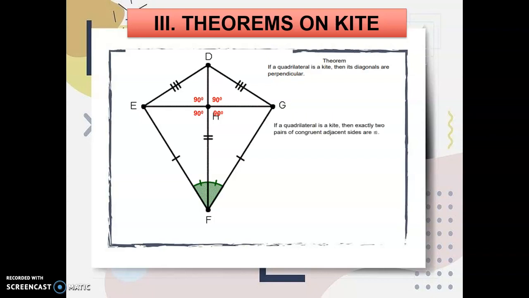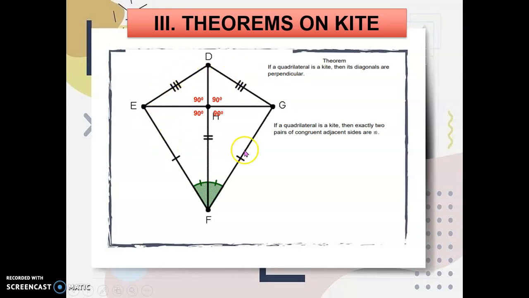Then, second theorem, if a quadrilateral is also a kite, then exactly two pairs of adjacent sides are congruent. Ayan. So, yung adjacent sides po is ED and DG. Pag sinabi pong adjacent, they are, in Tagalog, magkatabi. So, ayan. And then, EF and GF. So, although ED and EF are adjacents, pero hindi po sila equal. Dahil shorter ito ay longer. So, ang adjacent lang na equal itong isang pair na to.